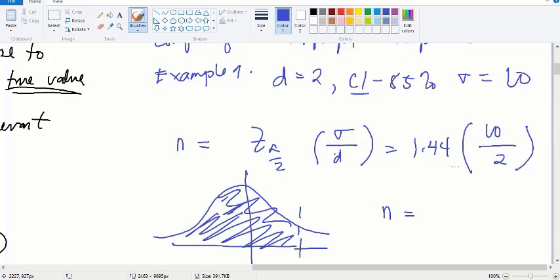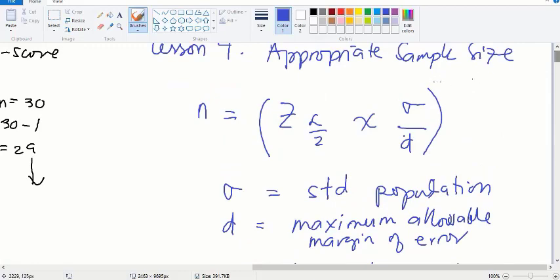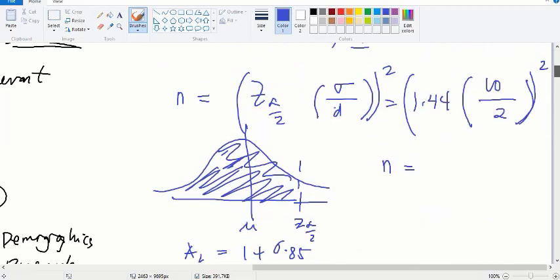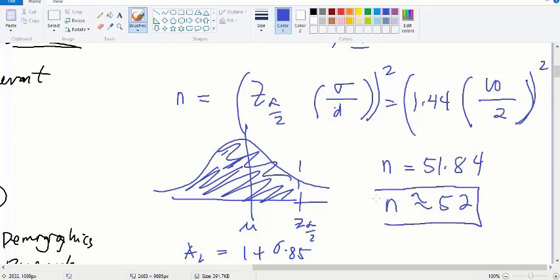Oh my gosh, nakalimutan ko yung square, guys. Sorry. Okay, kailangan pala siya i-square. Okay, nakalimutan ko yung square dyan. Kailangan siyang i-square, guys. I'm so sorry. So, yung 7.2 squared, it's 51.84. Or that is equivalent to 52. Approximately 52. So, 52 ang dapat mong sample size or respondents.